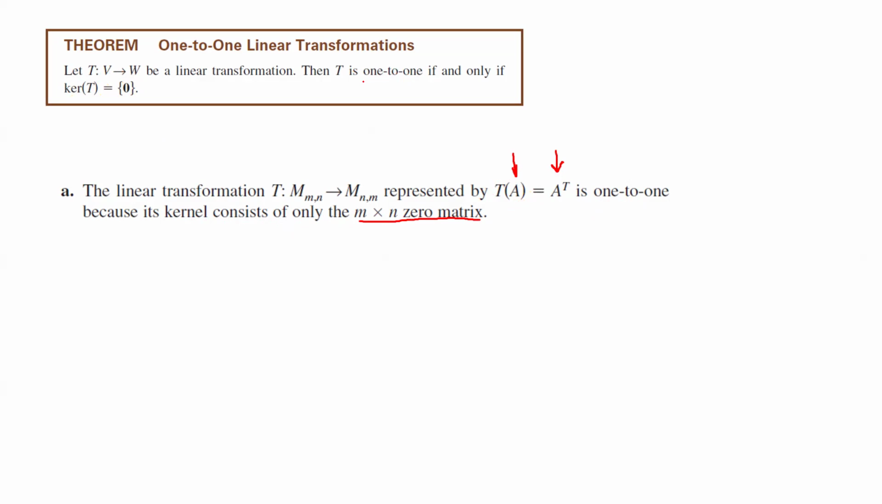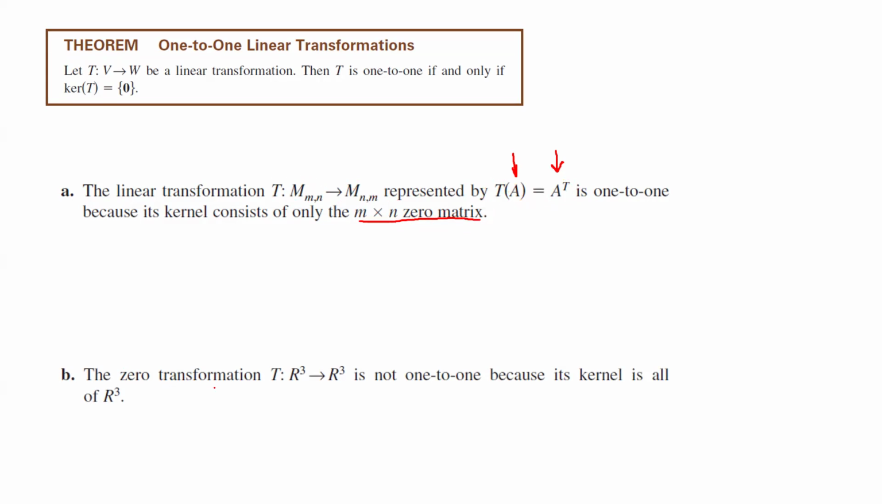So on the exam, if I ask you to write me an example of a one-to-one linear transformation, you're going to say, hey, here we go. This linear transformation that maps the vector space of m by n matrices to the vector space of n by m matrices, that takes every matrix and gives us the transpose of that matrix, is definitely a one-to-one linear transformation. Again, why is that? Because the kernel is always equal to the 0 matrix. There is no other solution here.